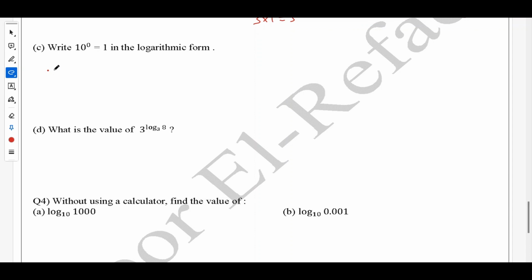Fourth rule, log 1. Write 10 to the power 0 equals 1 in the logarithmic form. So log 1 to the base 10 equals 0.